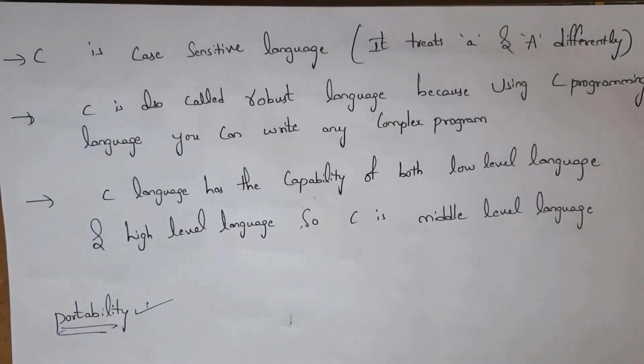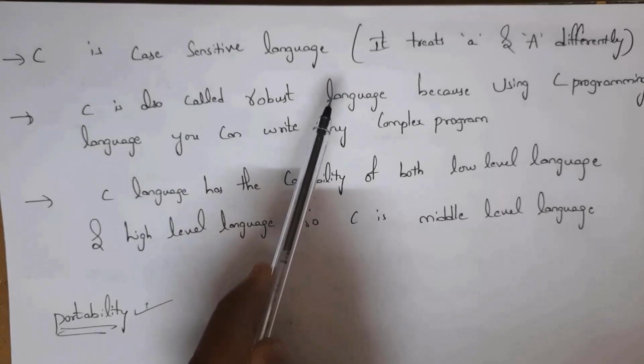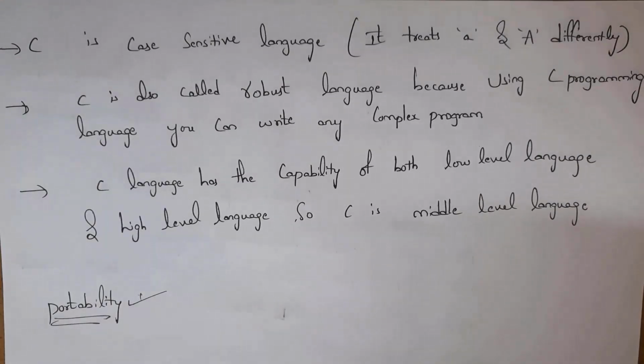C is a case sensitive language. For example, if you consider small a and capital A, both are not the same. It will treat capital A and small a differently. This is the meaning of case sensitive language. C is also a robust language, because by using C language we can develop complex programs. So we call C language a robust language. We can also call C language a middle level language, because C has the capability to understand both low level language and high level language. So we call it a middle level language.